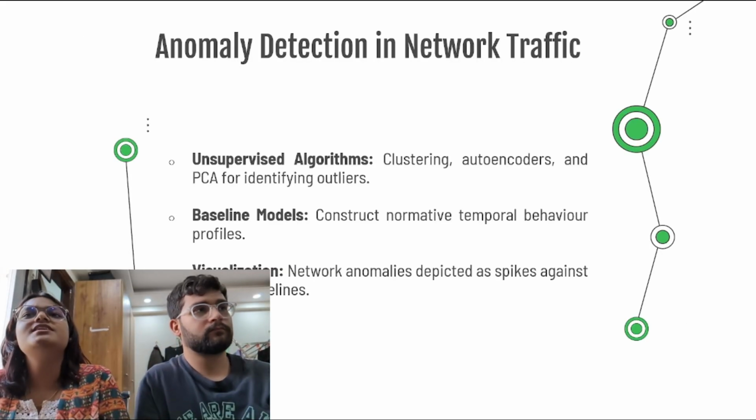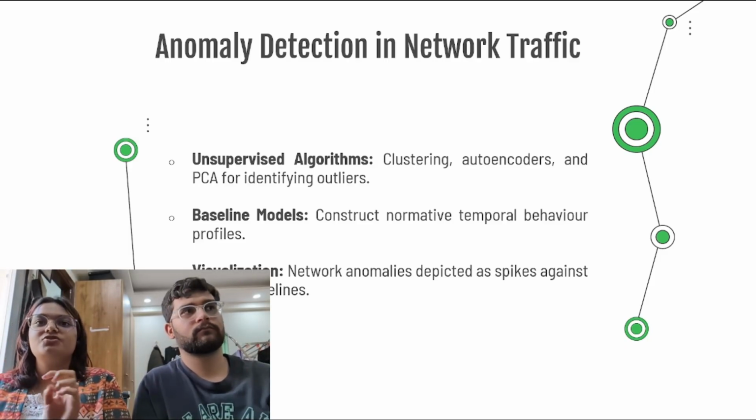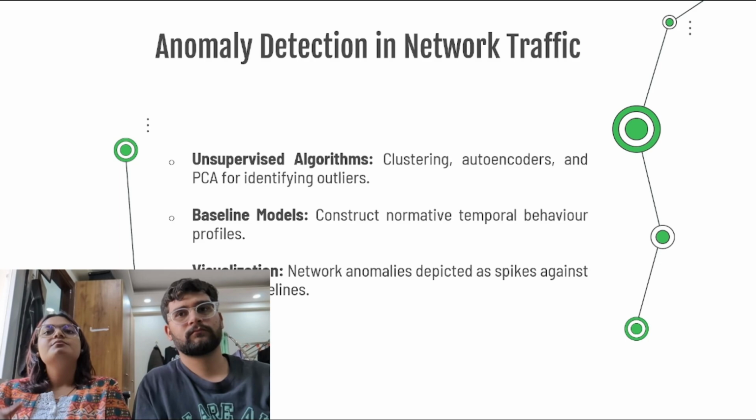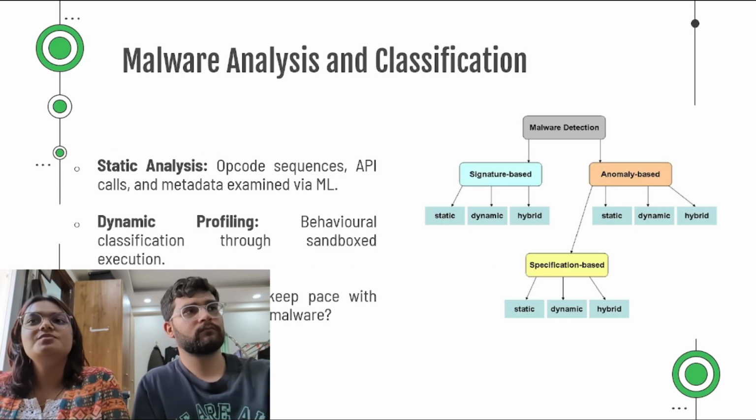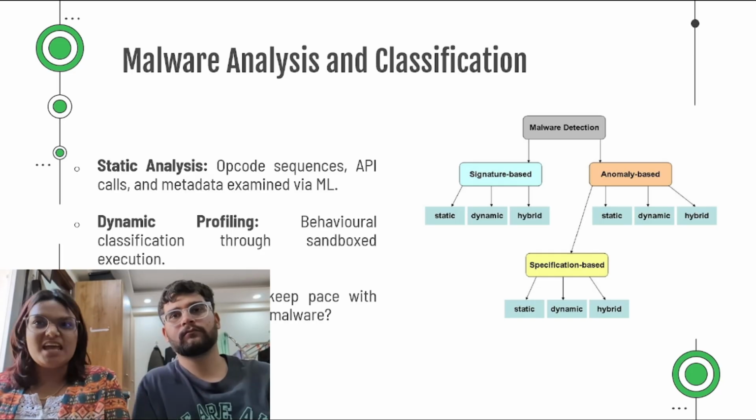ML helps both in static analysis, which is code inspection, and dynamic profiling, which is behavioral analysis. But attackers attack quickly using polymorphic and zero-day malware. This raises a question. Can ML keep up?